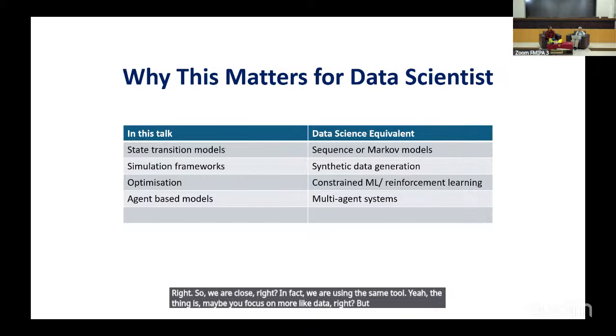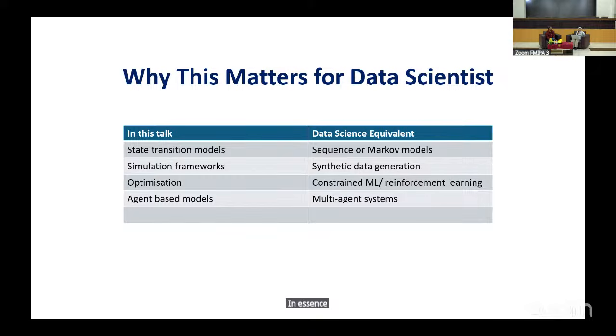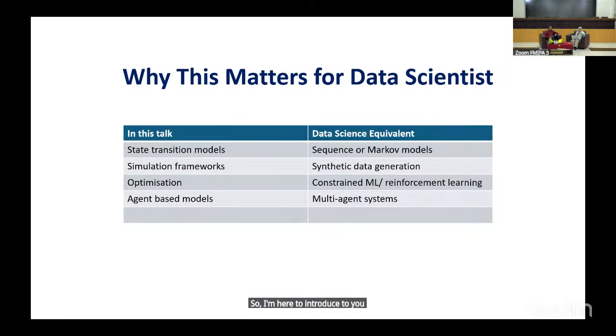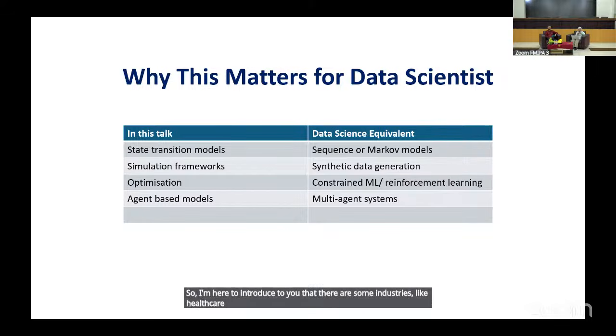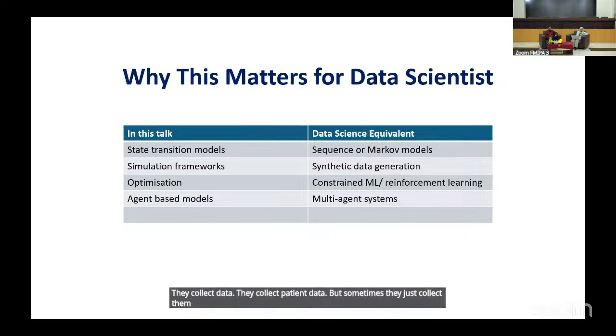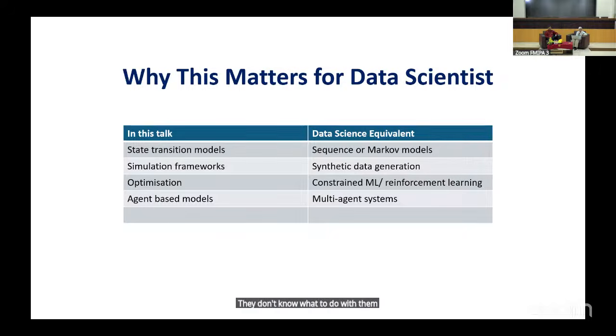The thing is, maybe you focus more on data. But in a sense, all the things that I use, you probably learned as well, and you will probably use them one day. So I'm here to introduce to you that there are some industries, like the healthcare industry, where data scientists are very much in need, and we still need more data scientists. Why? Because healthcare organizations collect data. They collect patient data. But sometimes they just collect it. They don't know what to do with it.